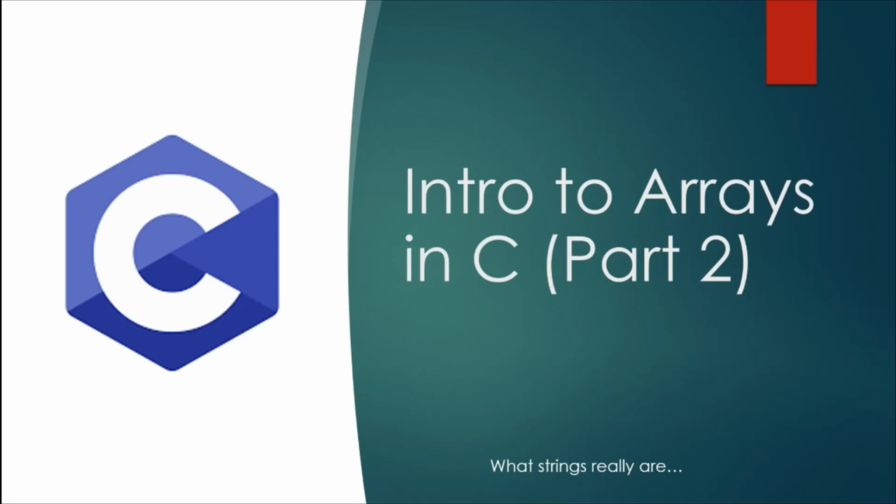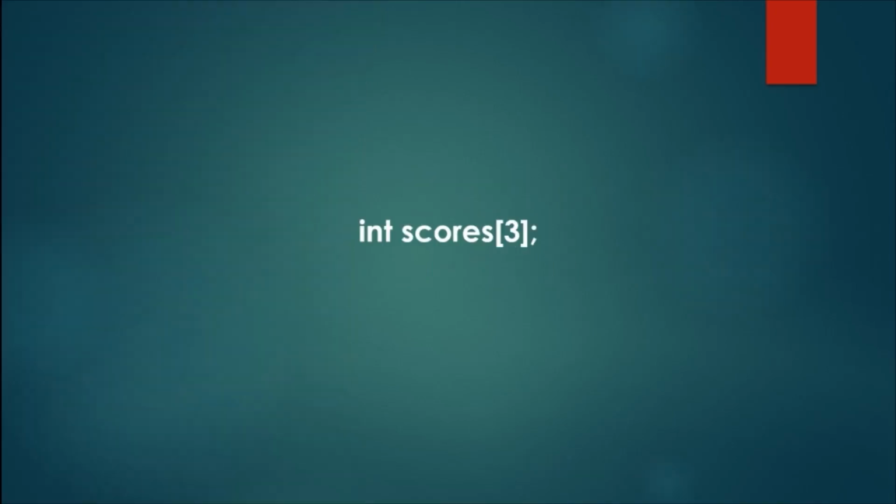Welcome back, everyone. In the last video, we introduced arrays. We saw how we can define an array, such as an array of integers, using syntax like int scores, and then the size of the array inside these square brackets. And this will define an array called scores that has enough room for 3 integers.